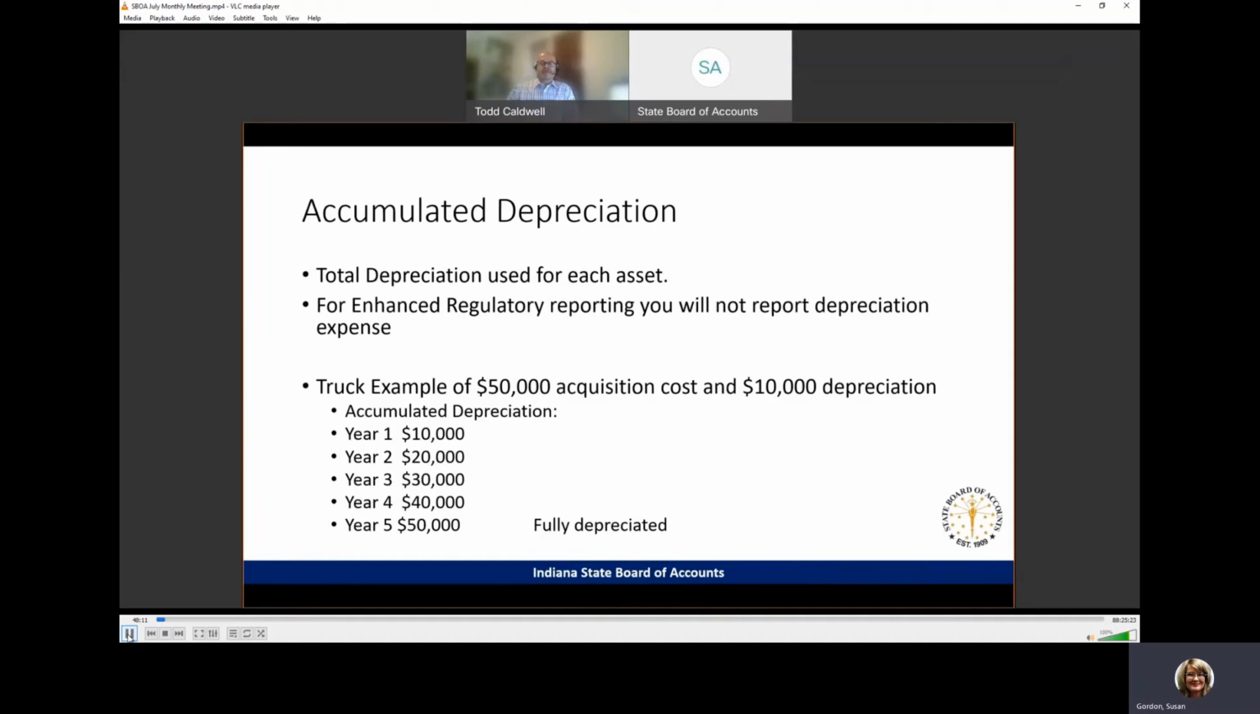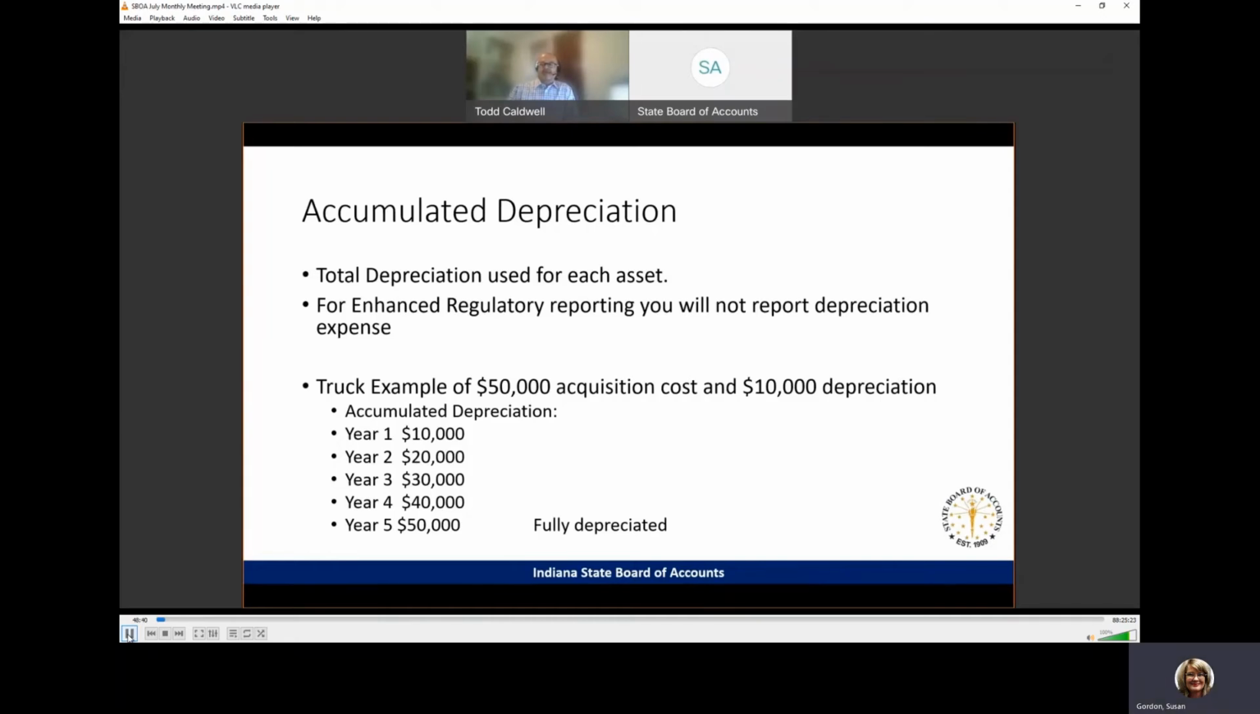So each year the depreciation expense is the same $10,000, but as we add to the accumulated depreciation, it increases. Your accumulated depreciation in year two is the $10,000 from year one and the $10,000 for year two, so at the end of year two it is $20,000. For year three, it's another 10, so it's accumulated as $30,000. For a truck purchase in August, accumulated depreciation in year one would be $5,000 if we took that half, if that was how you had it set up.